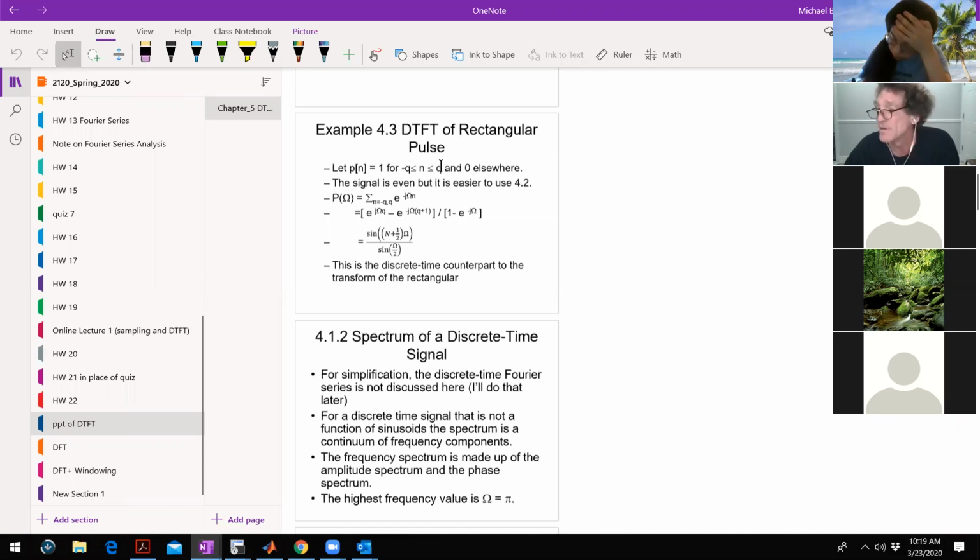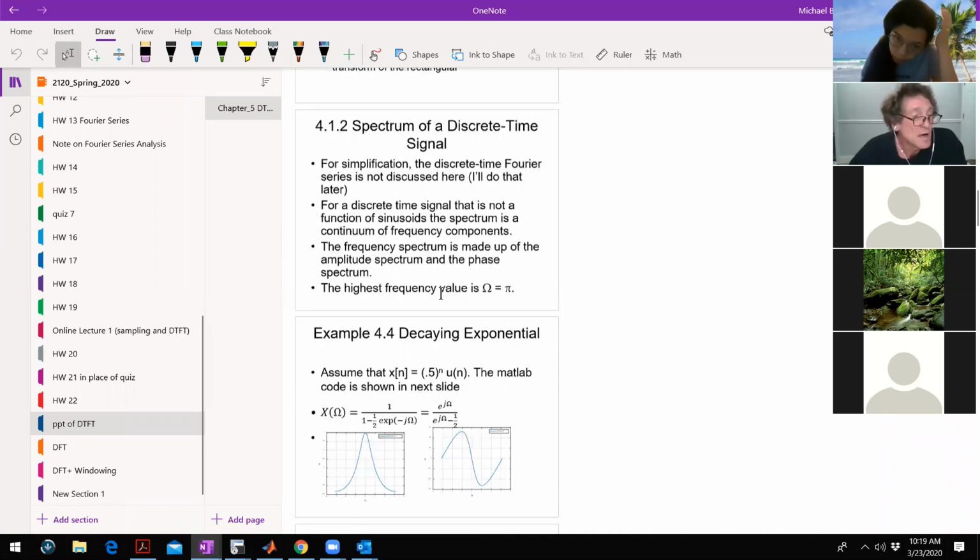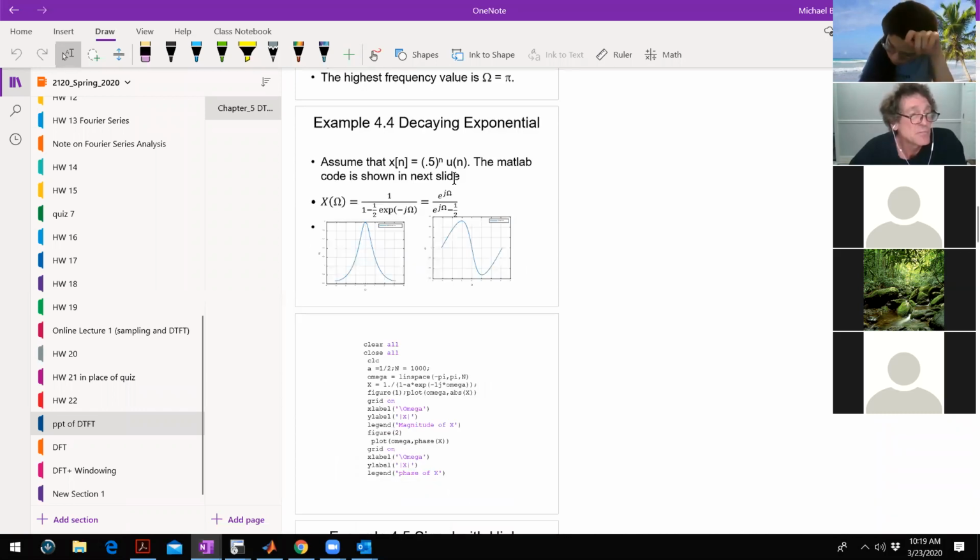With me? And you get this, right? And that's very similar to a sinc function, because if the argument omega right there is small, then the argument of sine of omega over 2 is about omega over 2 for small values of omega. All right. Then this is just the plot.